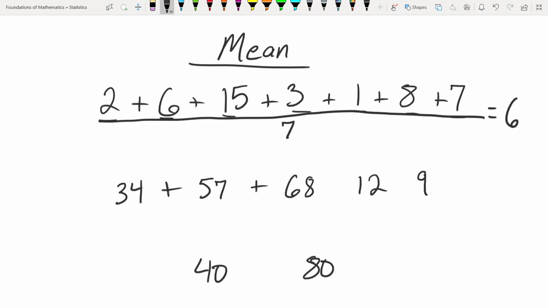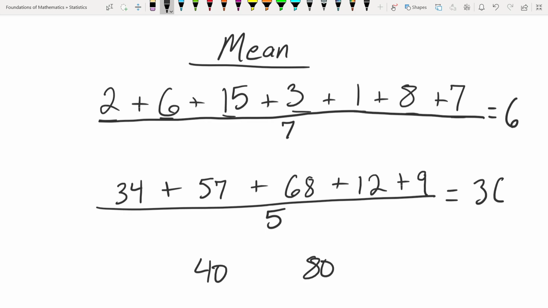The same thing is true for the rest of them. There's 5 in this set. We're going to divide by 5. 34 plus 57, 68, 12 and 9, divided by 5, gives us 36.